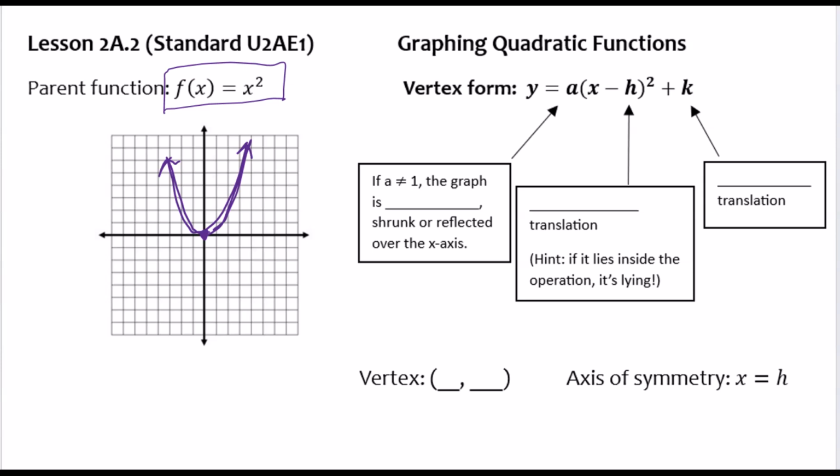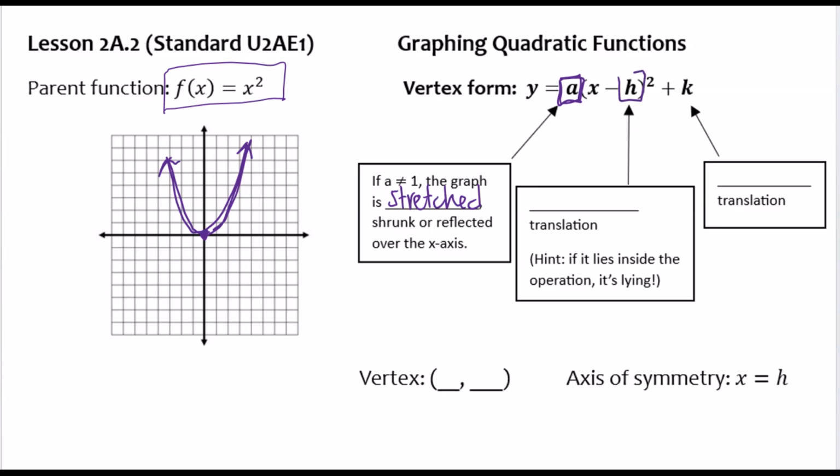All right, so when we learned about vertex form, let's talk about the A value first. If A is not equal to 1, so if it's any number other than 1, the graph is stretched. That's our blank right there. So it's stretched, right? Which means stretched vertically, which means it's going to be more narrow, right? Or it's shrunk, which means it's going to be wider, or it's reflected, right? So that's how A affects our parabola.